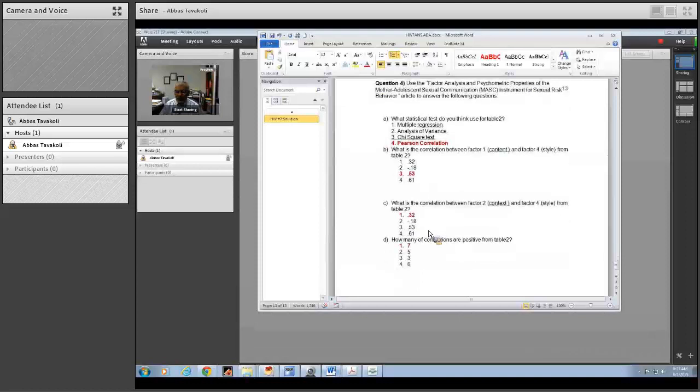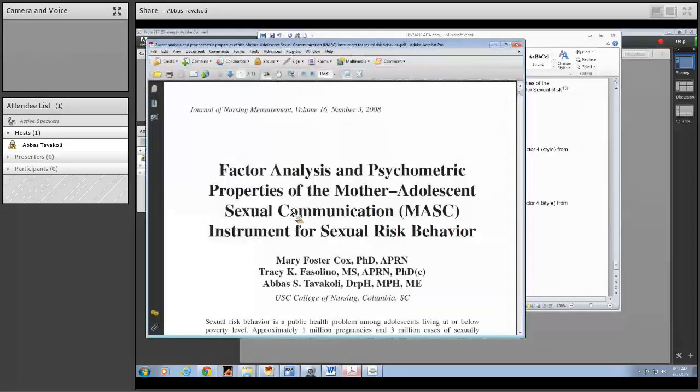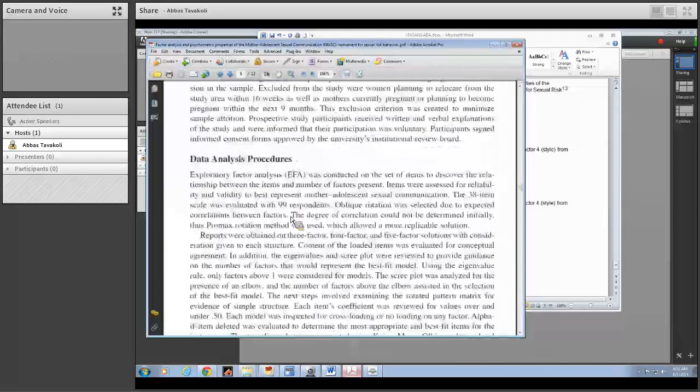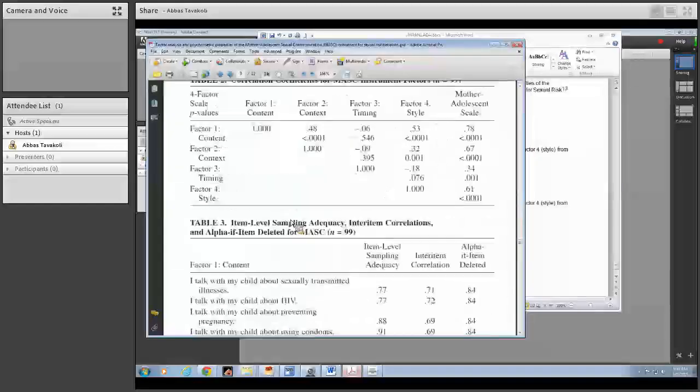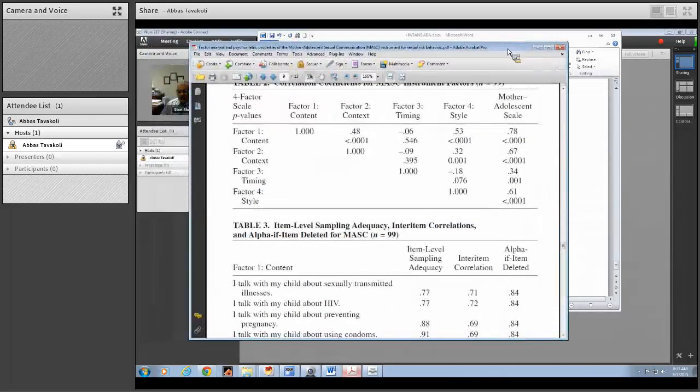Now, the fourth question, I asked you to use the article on factor analysis of psychometric properties and asked what statistical test you think was used for table 2. If you look at it, it was Pearson correlation. So this is table 2. These are all the correlations between content, context, timing, and style. We also had the mother adolescent scale. So you have 5 factors, and this is the matrix for correlation.